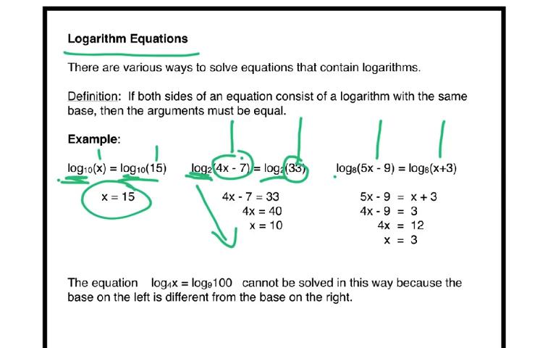And our last example, log base 8 of 5x minus 9 equals log base 8 of x plus 3. Since the log base 8 is the same on both sides, then 5x minus 9 must be equal to x plus 3, and you simply solve for x. And there's your answer. The equation log base 4 of x equals log base 9 of 100 cannot be solved in this way, because the base on the left, a 4, is different from the base on the right, a 9.